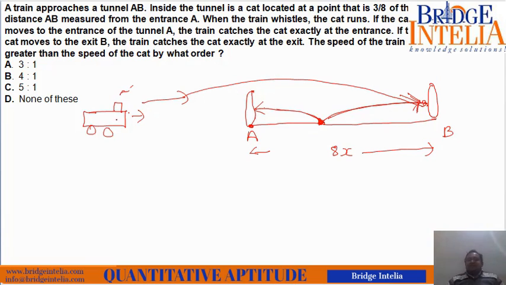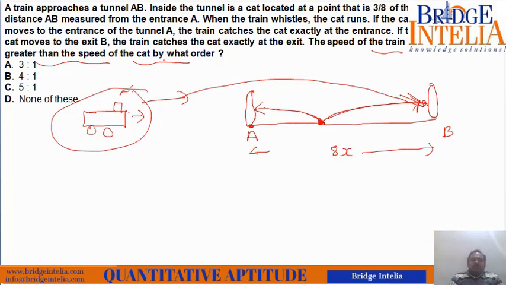So the question is, if the speed of the train is more than the speed of the cat, then you have to find how many times greater the speed of the train is than the speed of the cat. This is the question. So let's draw a proper diagram.